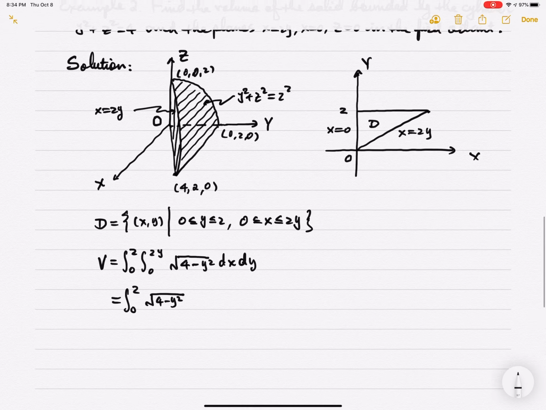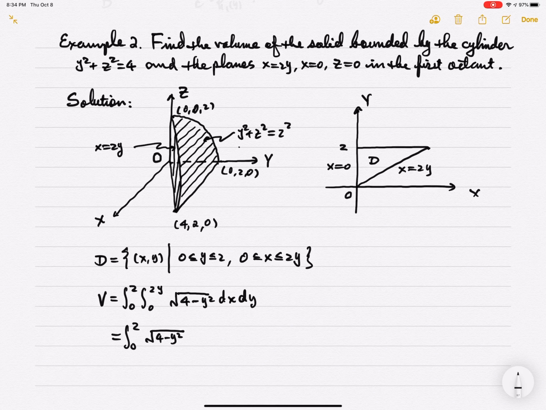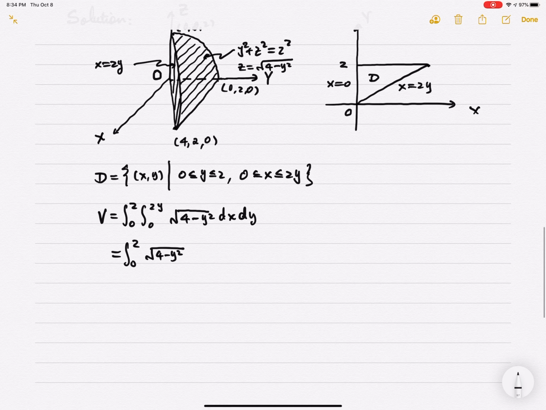Well, because here this means z is equal to the square root of 4 minus y squared. Well, when we take a square root, we need to think about positive, negative, but here we say in the first octant, so z must be positive. And then here, if you want, you substitute x with 2y and 0. So it's like this, dy. So basically it's just a 2y.